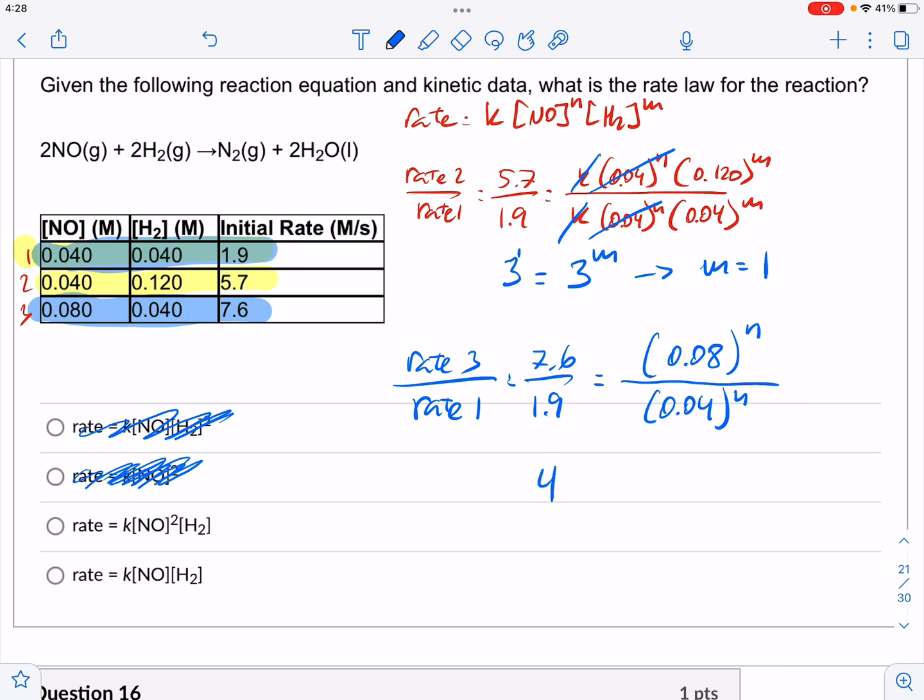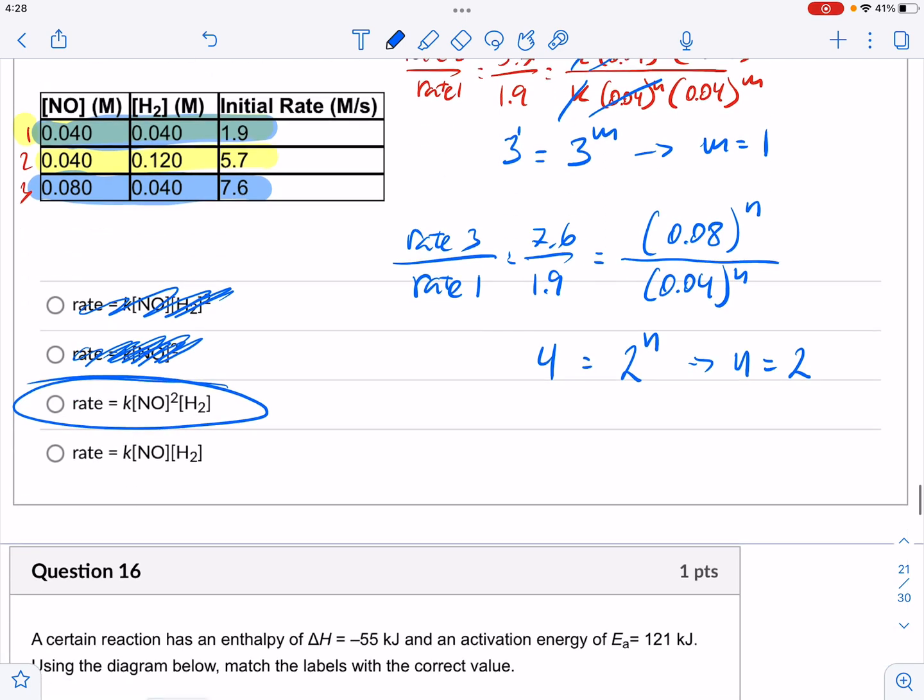And 7.6 divided by 1.9 is equal to 4, and 0.08 divided by 0.04 is equal to 2 raised to the power of n. From here it's easy to identify that n equals 2 because 2 raised to the power of 2 is equal to 4. So the reaction is second order in nitrogen monoxide. So this is the correct rate law for this reaction.